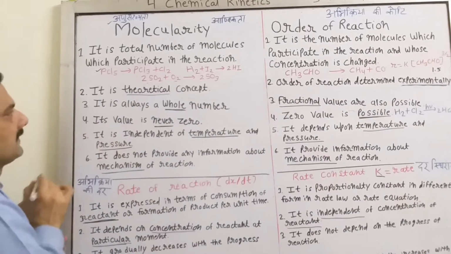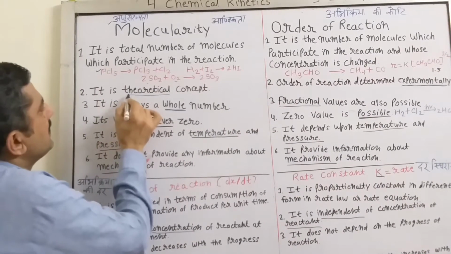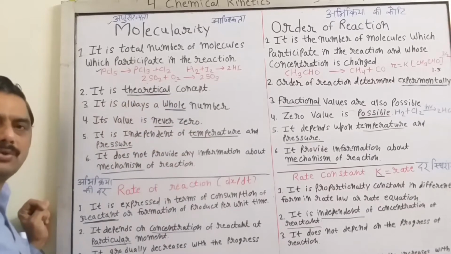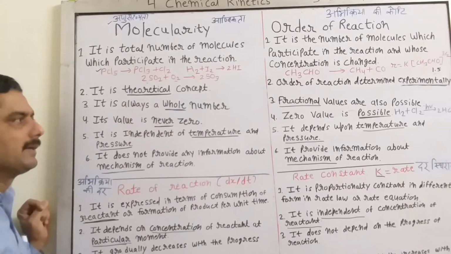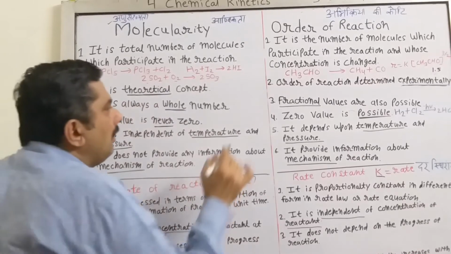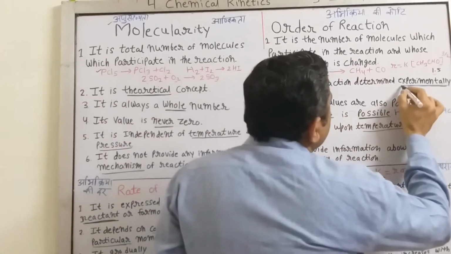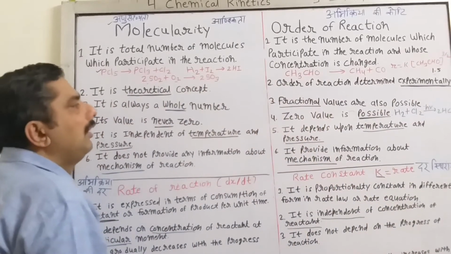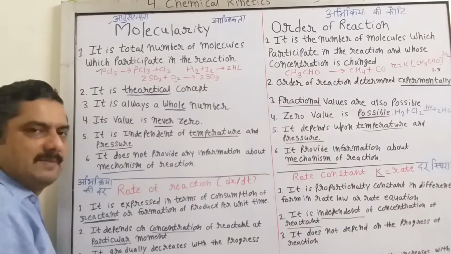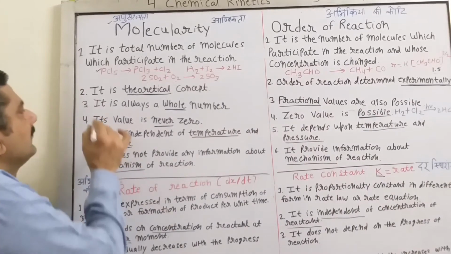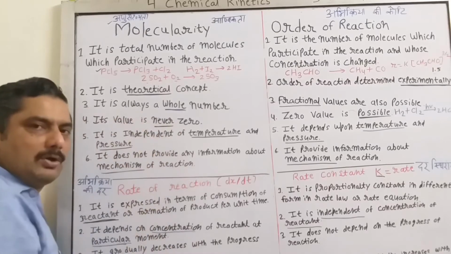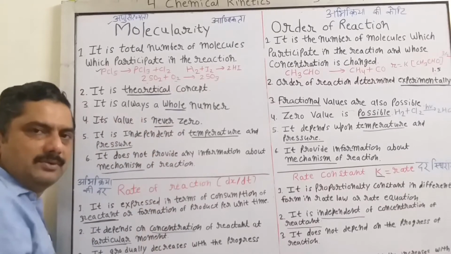Second point. Molecularity is a theoretical concept. There is no need to perform an experiment. Order of reaction is determined experimentally. Here we have to perform an experiment. Molecularity is always a whole number, like 1, 2, 3, 4.